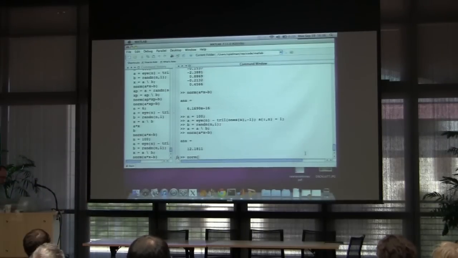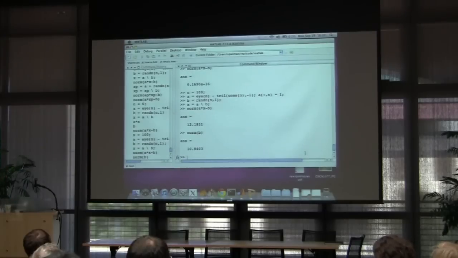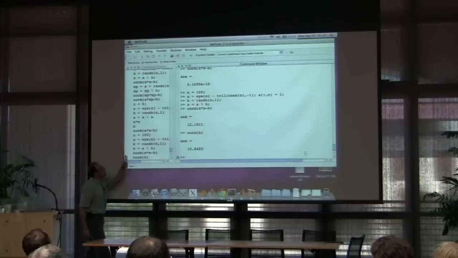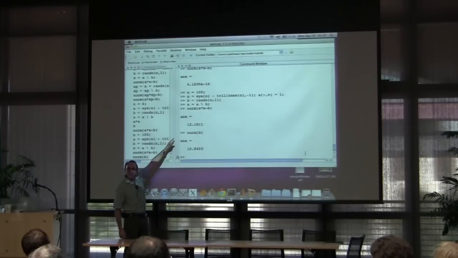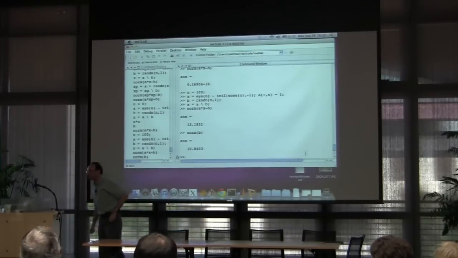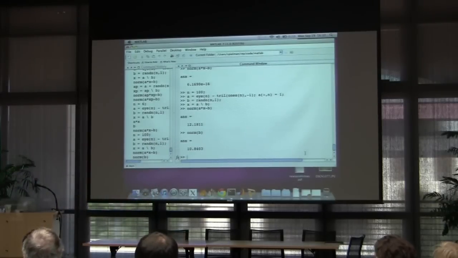Actually, let me point out how bad this is. Let's take a look at the norm of B. The norm of B was 10. So that means had you guessed that x was the all zero vector, you would have gotten a better answer, a better residual error, than the x that MATLAB computed for us using partial pivoting. They are so unconcerned about this problem that they're not even checking if their code is giving the right answer before they return the answer.